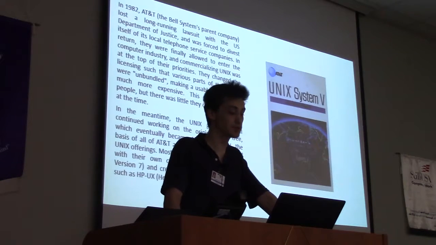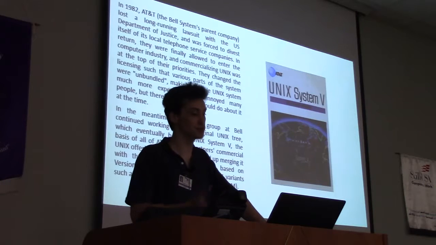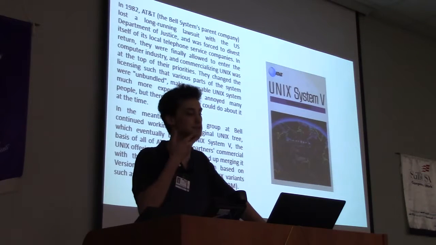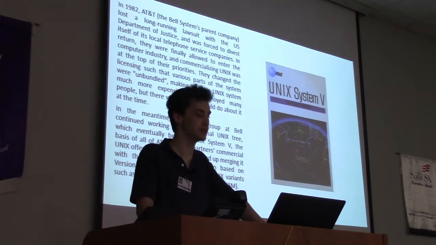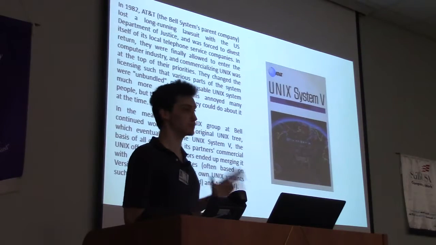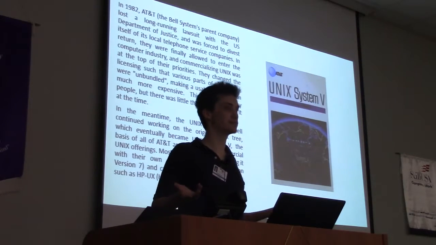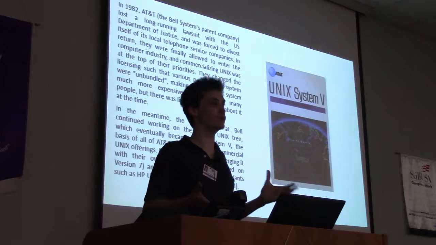In the meantime, the Unix group at Bell continued working on the original Unix tree, which eventually became Unix System V, the basis of all of AT&T and its partners' commercial Unix offerings. Most vendors ended up merging it with their own code bases, often based on version 7, I mentioned earlier, and creating their own Unix variants, such as HPUX or Hewlett-Packard Unix, and AIX, which is IBM Unix. So these are some very large, contemporary, well-known names.